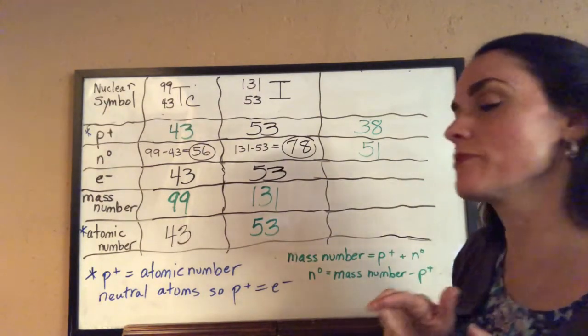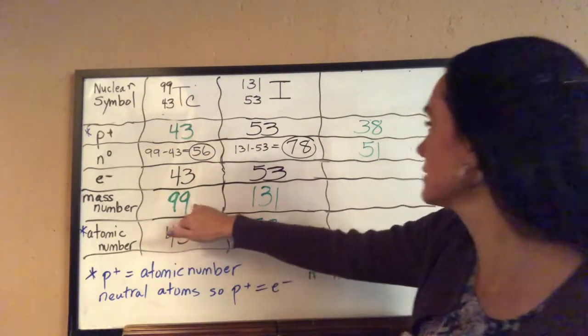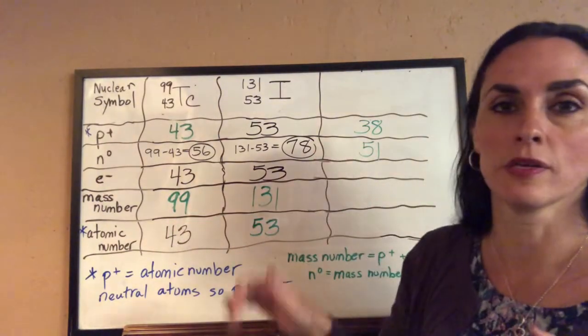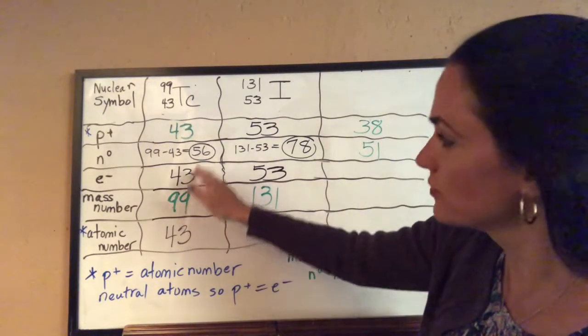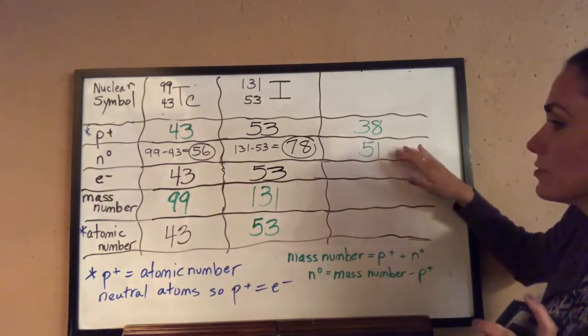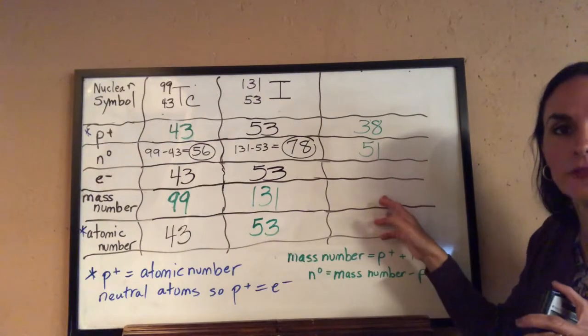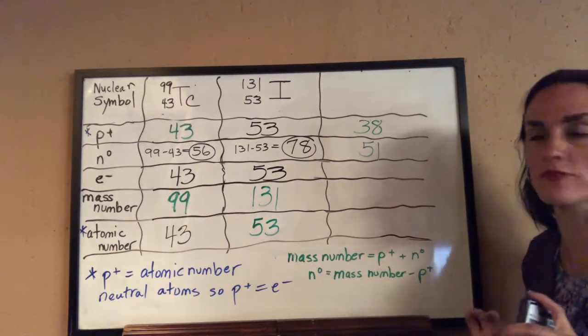The other piece of information you need to be given is either a mass number or the number of neutrons, because you need one to figure out the other. You need the mass number to figure out the neutrons, and you need the neutrons to figure out the mass number. So you need those pieces of information.